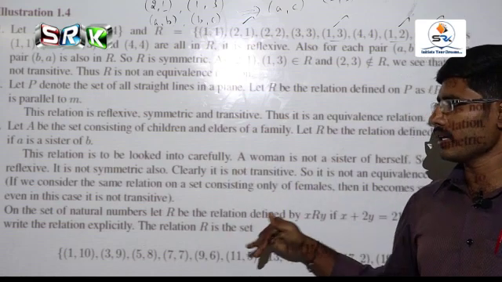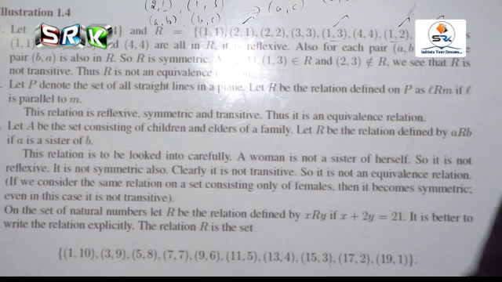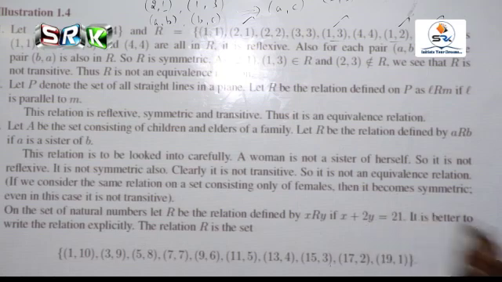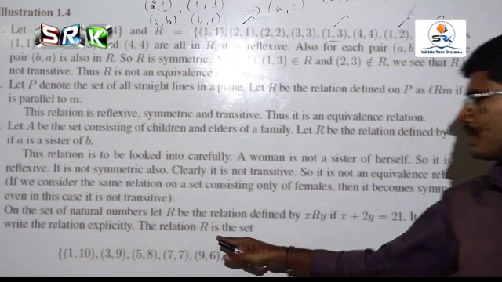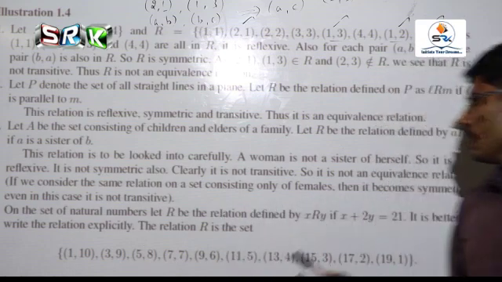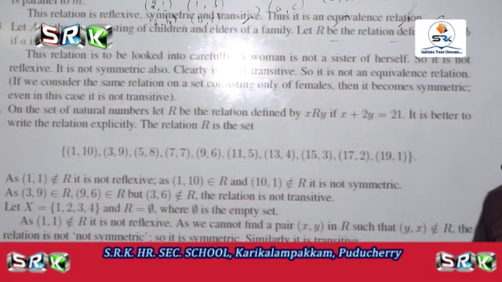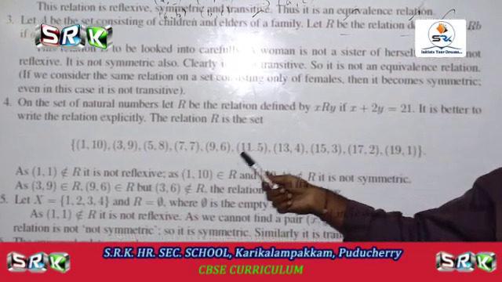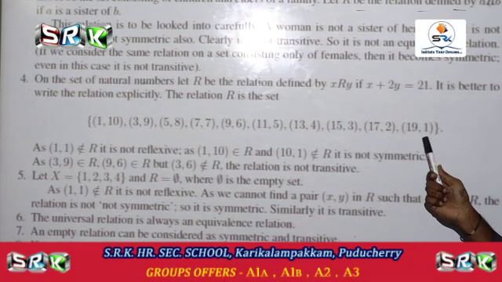The fourth one is considered on the set of natural numbers. Let R be the relation defined by X R Y if X plus 2Y equals 21. It is better to write the relation explicitly. The relation R is the set: substituting natural numbers for X and finding the Y values from the equation, we get 1 comma 10, 3 comma 9, 5 comma 8, 7 comma 7, 9 comma 6, 11 comma 5, 13 comma 4, 15 comma 3, 17 comma 2, 19 comma 1.